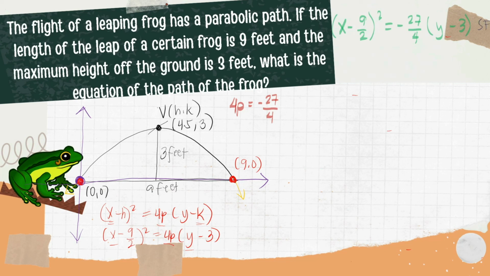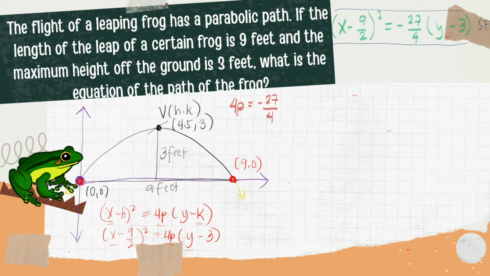So, ito yung standard form. Sabi dito, what is the equation of the path of the frog? So, hindi sinabi kung anong specific na equation. So, yung una natin nakuha na form ng equation is standard form. Lagay na lang natin yung mga possible equation pa. I-transform natin tong standard form into general form.